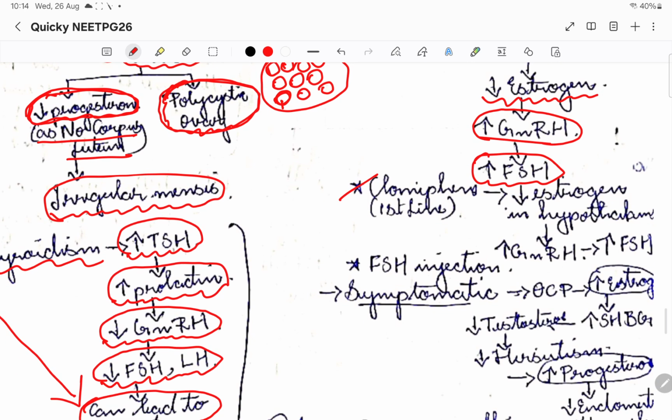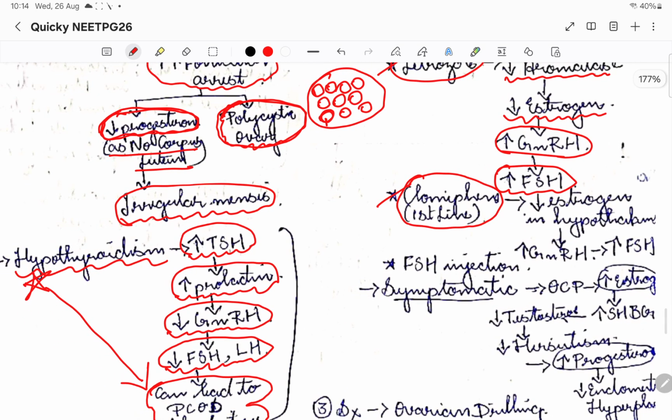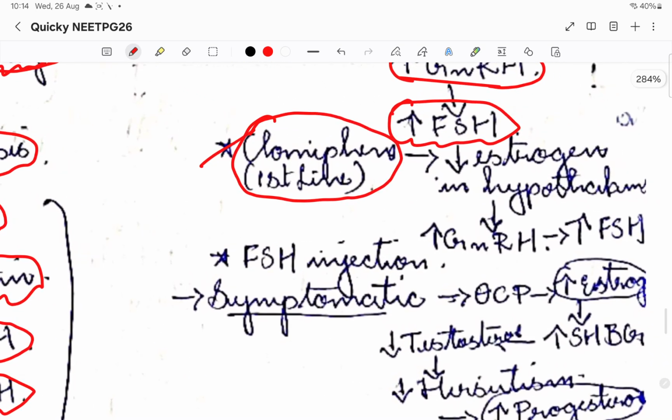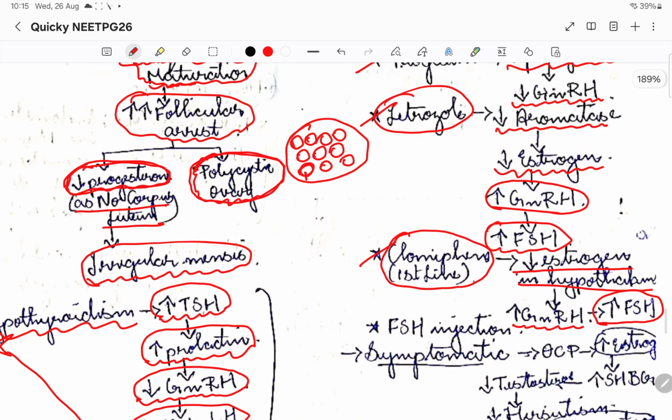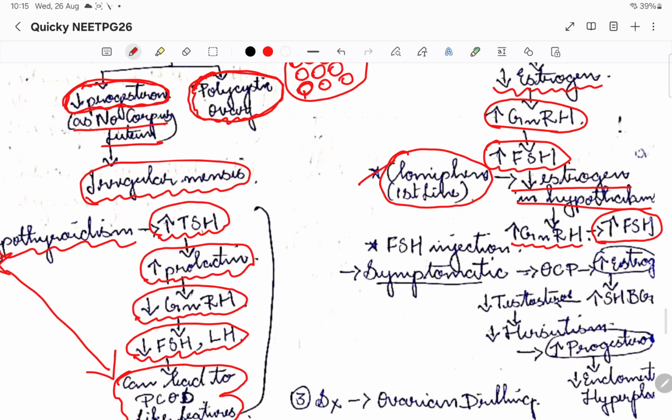Okay, now coming to clomiphene. This is the first line of drug that we are going to use in a patient of PCOS or PMOS. Basically it directly reduces the estrogen in the hypothalamus, which will act on the GnRH. So again, positive feedback on GnRH, which will directly cause the FSH to release properly. Here also the same thing, but with letrozole we were acting on the aromatase, decreasing the aromatase and basically estrogen, but clomiphene directly acts on reduction of estrogen. So this is the thing with clomiphene.